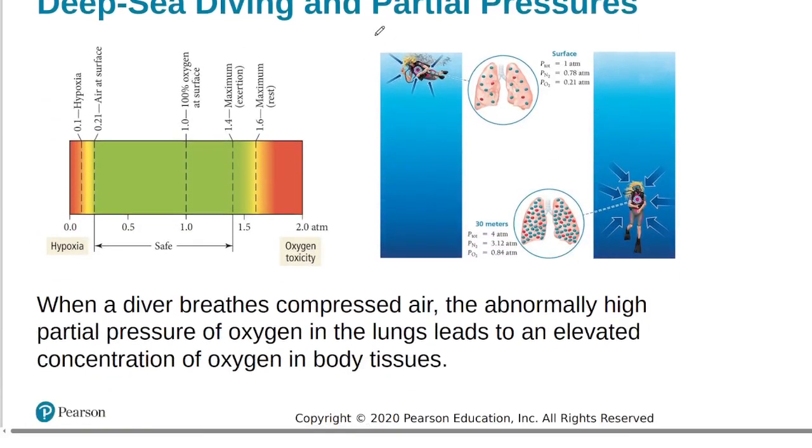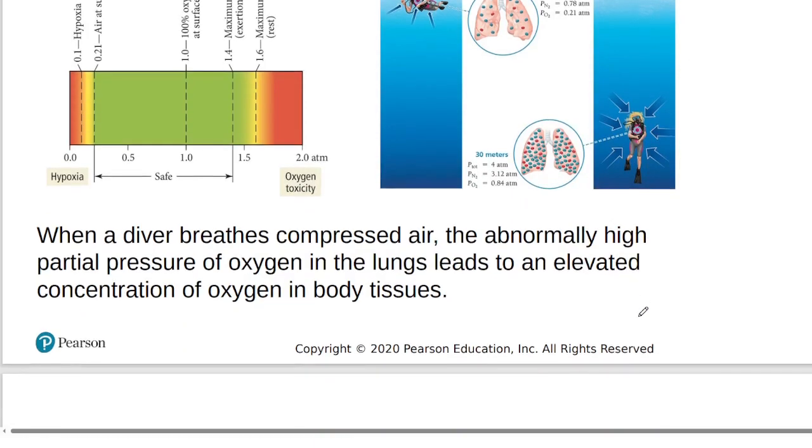Let's consider deep sea diving. When a diver breathes compressed air, the abnormally high partial pressure of oxygen in the lungs leads to an elevated concentration of oxygen in the body tissues, and too much oxygen can lead to oxygen toxicity. So as a diver goes down in the ocean, the pressure becomes greater, and if he doesn't have that pressure equilibrated by something, the pressure in his lungs will increase the pressure of oxygen, leading to oxygen toxicity.